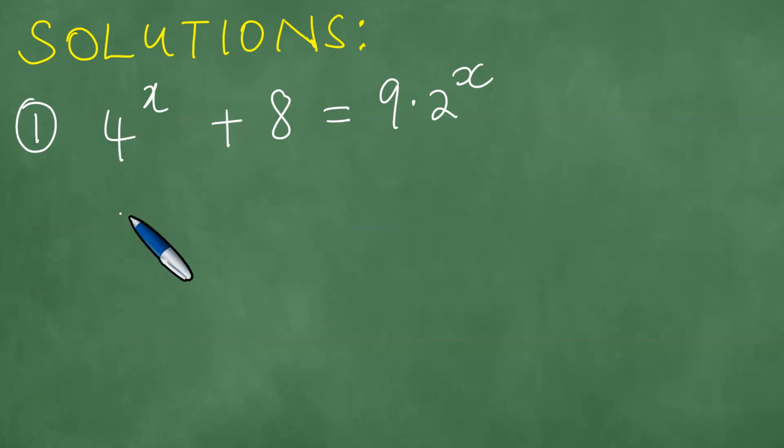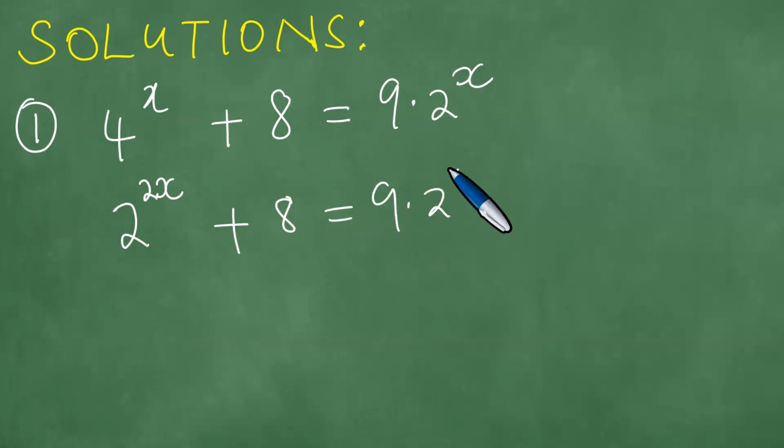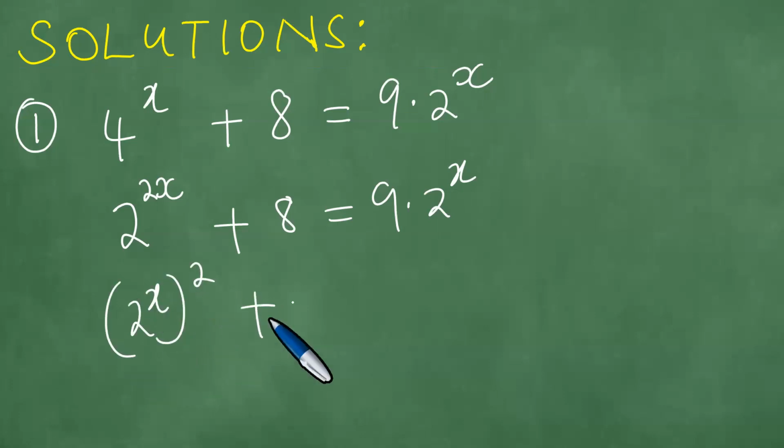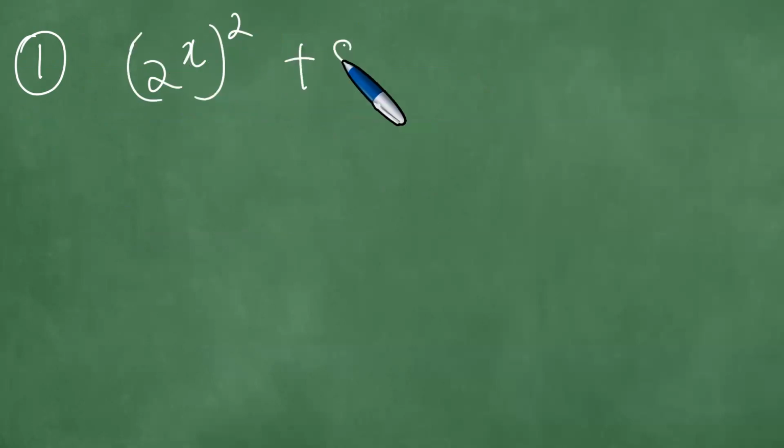Because you have 4 to the power x, and the number 4 can be written as 2 to the power 2, but there's an x, plus the number 8 equals 9 times 2 to the power x. This becomes 2 to the power x all squared, plus the number 8 is 9 times 2 to the power x.